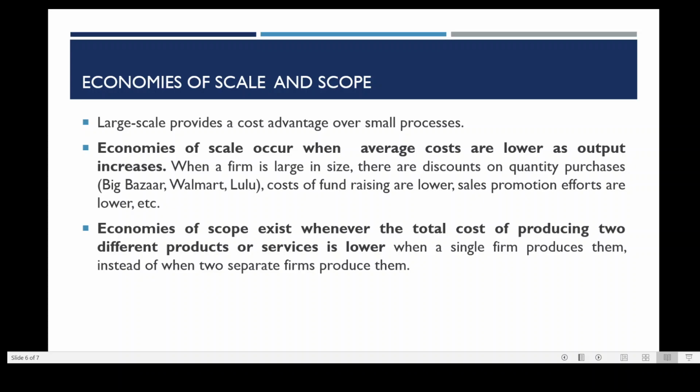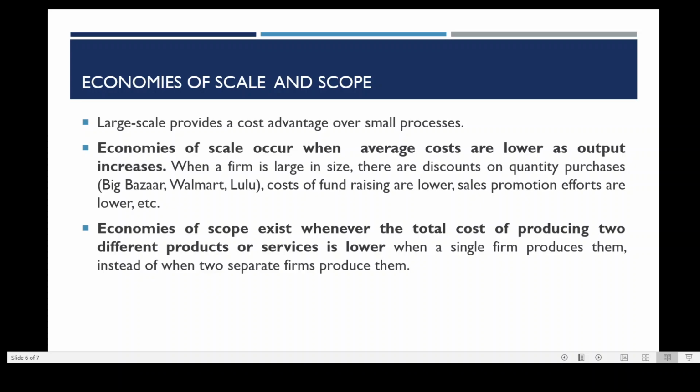If I am Lulu, I can buy from the global market at cheaper rates. Now, if I am Lulu or Walmart, I will perhaps have a lower cost of funds than the Kirana or the small shop. Why? Because the bigger the size, the lesser the risk for the lender. So the lender may give him a lower interest rate, and his costs come down.